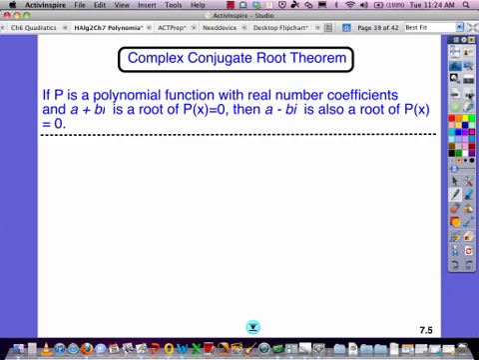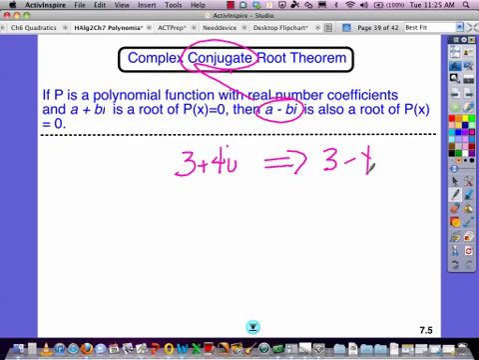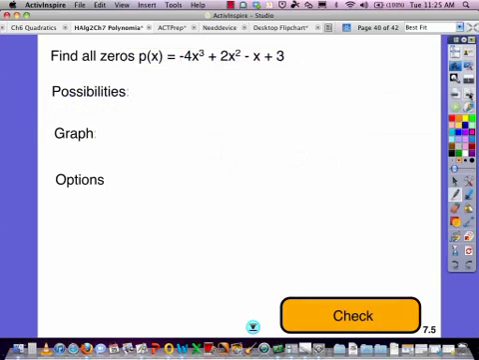So do not forget that this a minus bi was called its conjugate. So again, if I had the number 3 plus 4i as one of my roots, then I immediately know that I also should have 3 minus 4i. All right, using that, let's go to an example that might show those. Negative 4x cubed plus 2x squared minus x plus 3. Again, same look.